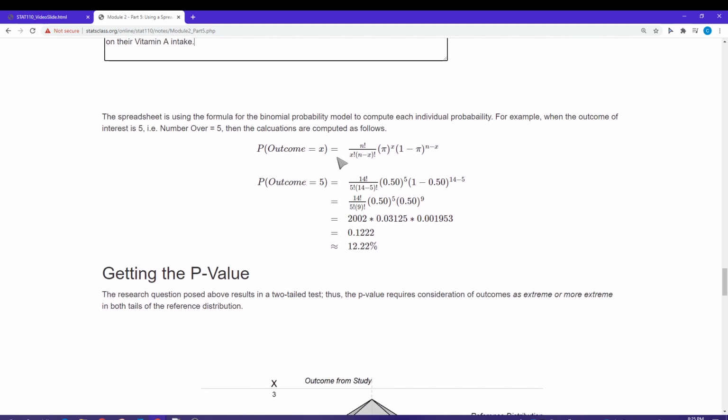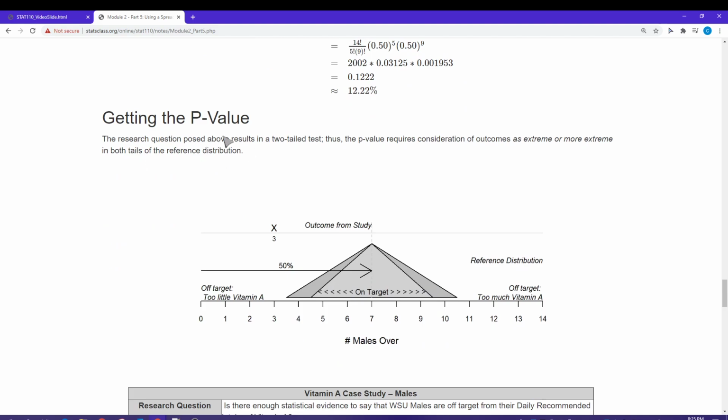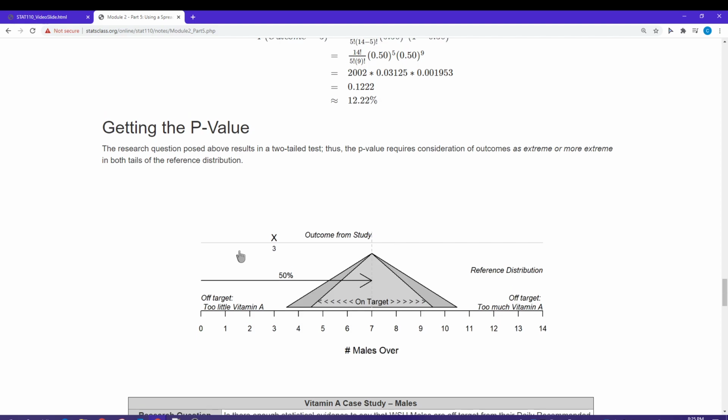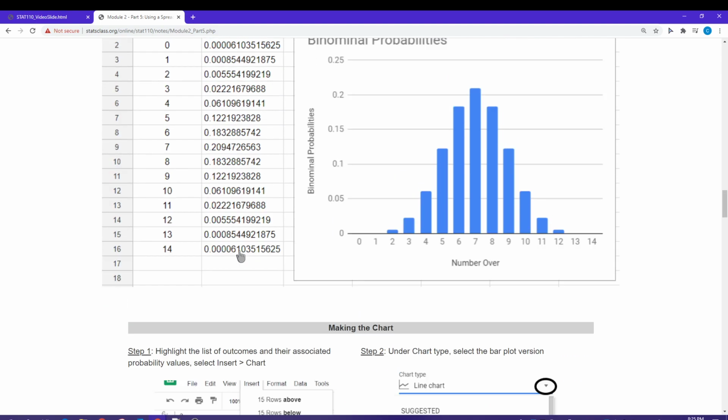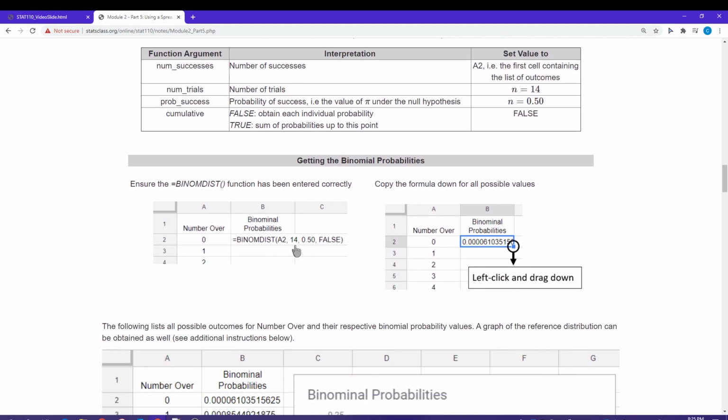Again, I don't want you to be scared by this because we're going to use this spreadsheet to do these calculations for us. So let's go there, getting the p-value. Again, here's my reference distribution, 0 to 14. Going to set this up under a 50-50 scenario. So when I'm building my reference distribution, I'm going to be using that 14 here, and the 50-50 here. I need those quantities when I'm using that Binom.Dist function.